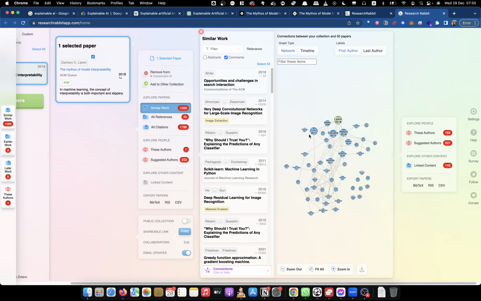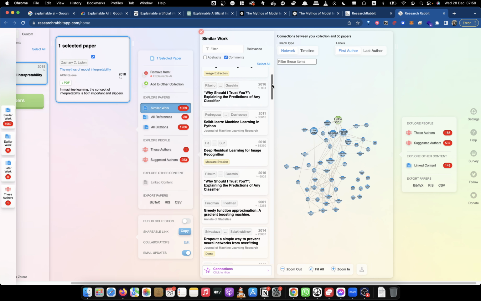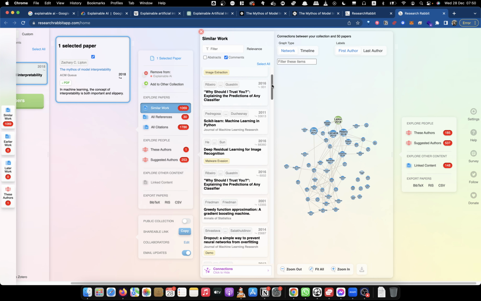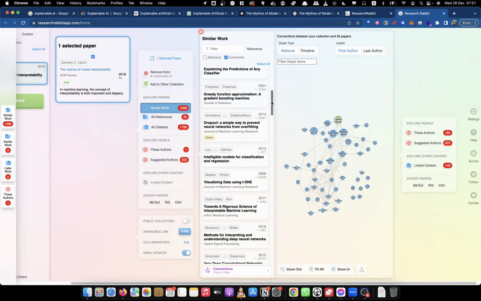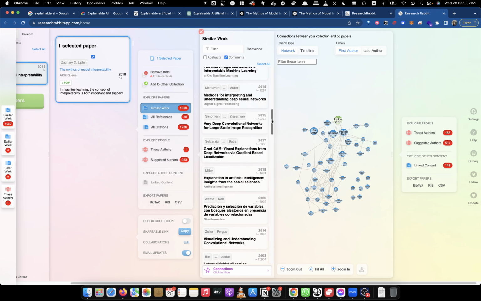Again, this tool is a free tool to some extent, and you can get like 50 papers for free, and the rest you have to pay for, meaning to get the functionality. So it says connection between your collection of 50 papers. So you can see there are a lot of papers. Might not really, I would say, hit your target, but it might. You have to double check that, right? So under the similar work.